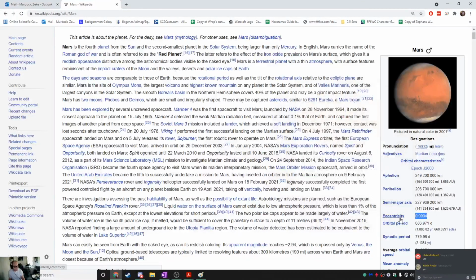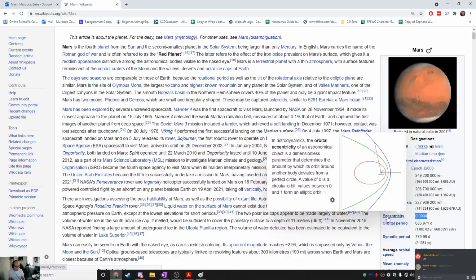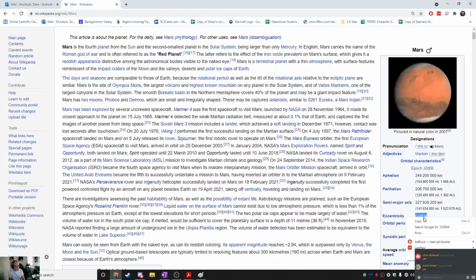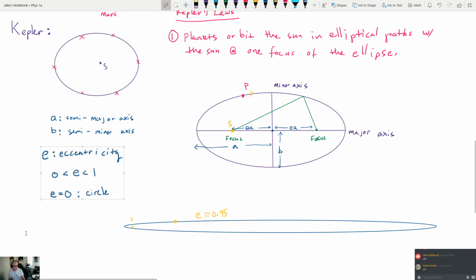So I find the eccentricity to be the most kind of interesting thing to talk about. And again, you can go read more about eccentricity if you want to here as well. But this is the eccentricity of Mars. I'm going to put these kind of side by side here. So this is Mars.